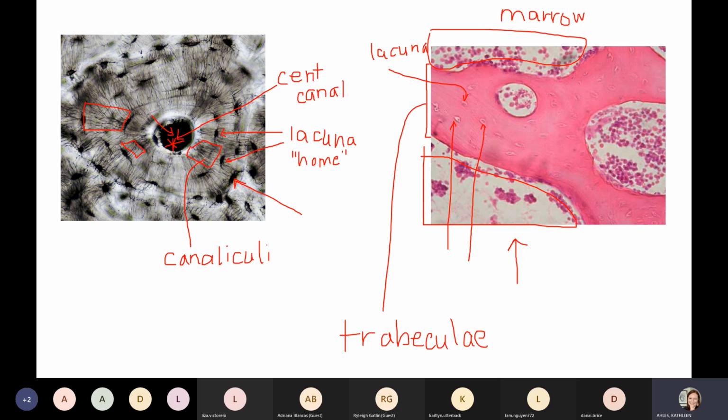Again, like I mentioned, I'm not going to make you label those in lab, but we will talk about in lecture how anytime I have an osteocyte, a bone cell, I will always have a lacuna, a home for it.